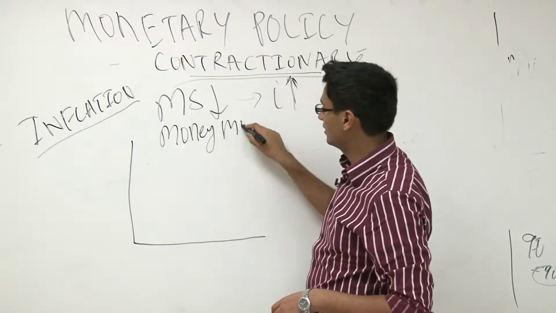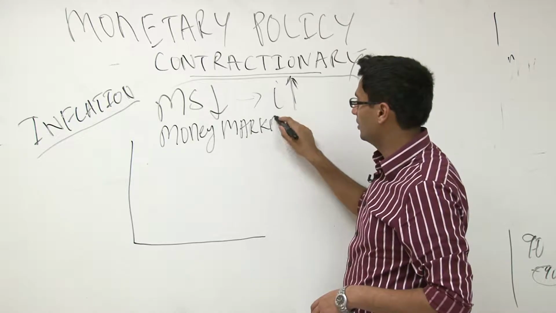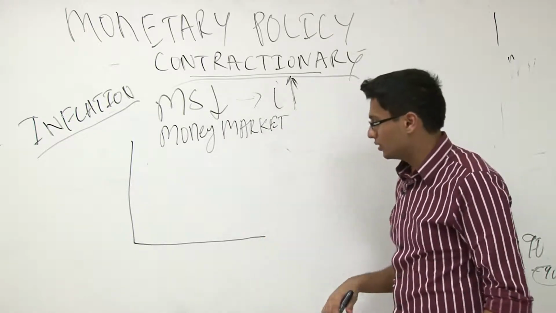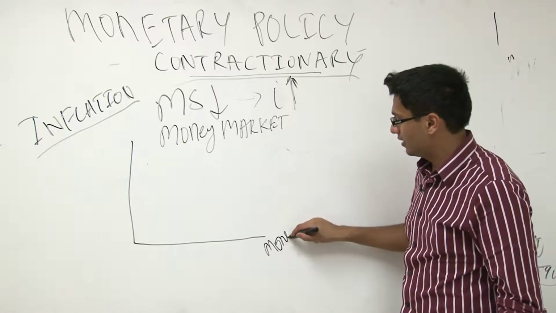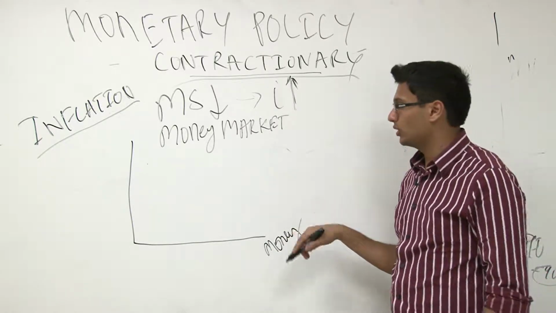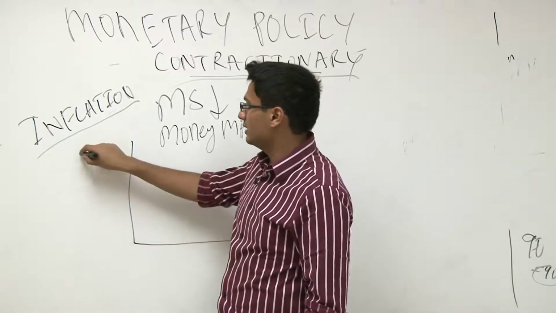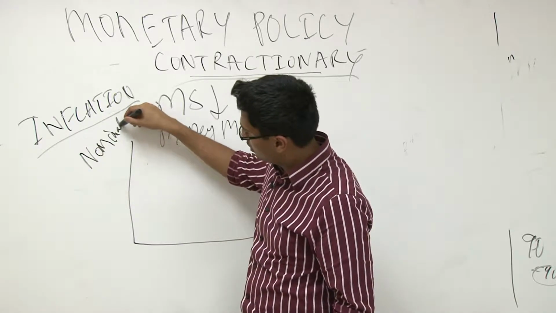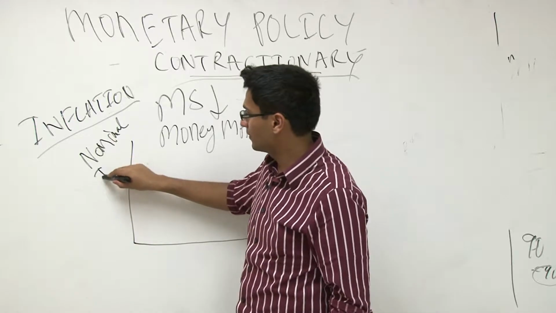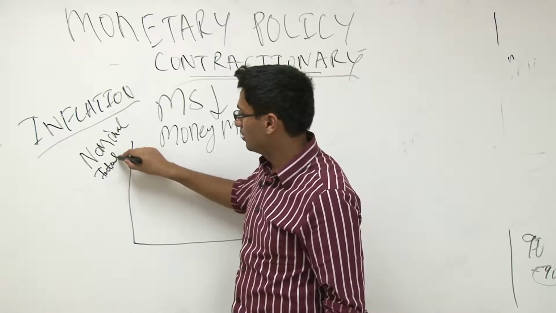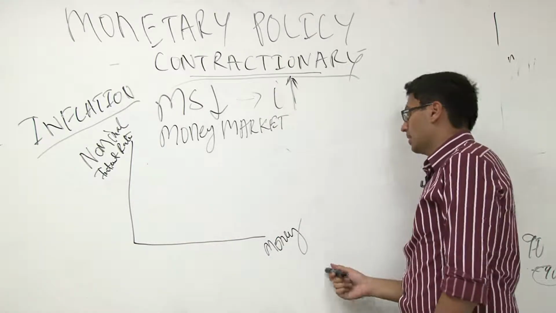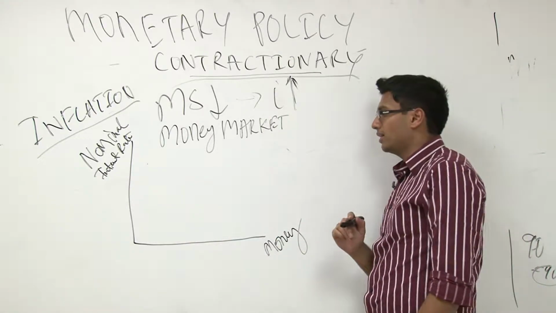Money market. Awesome. Okay, by now it should be pretty fast and easy for you. You've got money here on the x-axis, and what do you have on the y-axis? You have the nominal interest rate, okay? All right, so nominal interest rate on the y-axis, money on the x-axis.